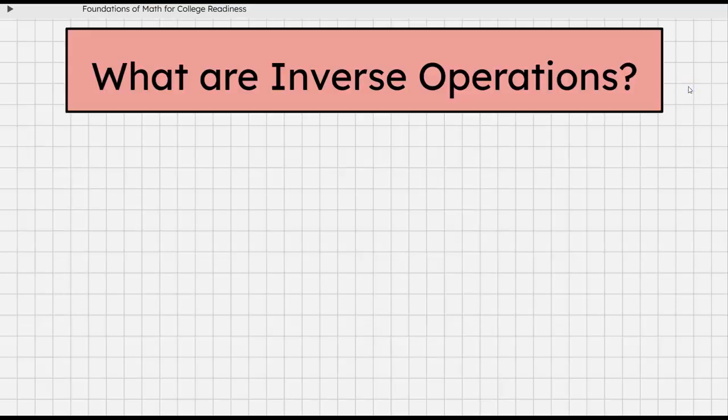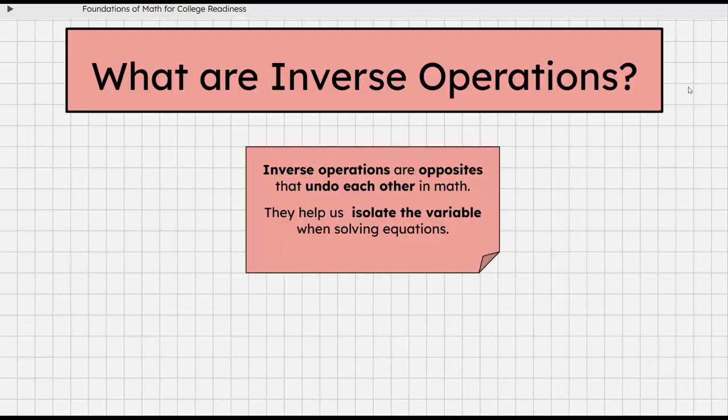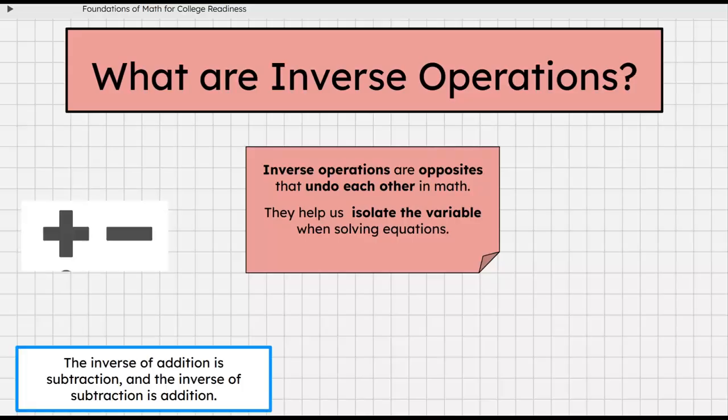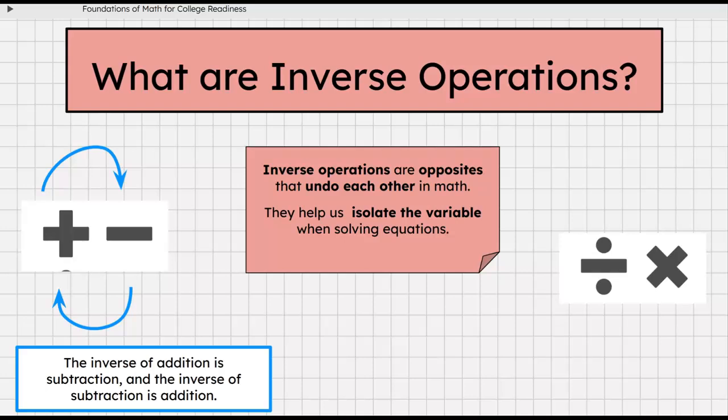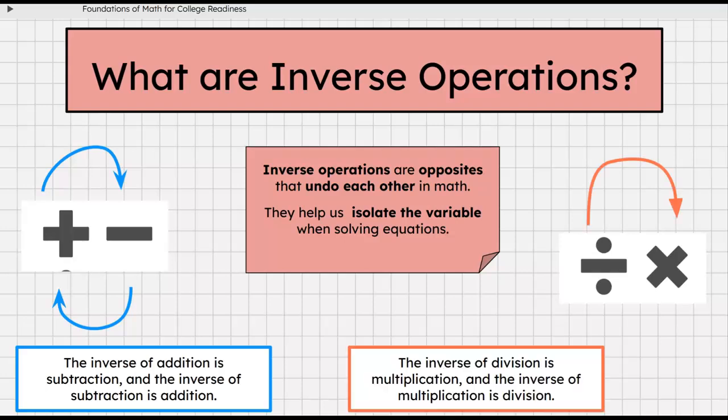Let's get started. So, what are inverse operations? Inverse operations are opposites that undo each other in math. They help us isolate the variable when solving equations. The inverse of addition is subtraction, and the inverse of subtraction is addition. The inverse of division is multiplication, and the inverse of multiplication is division.